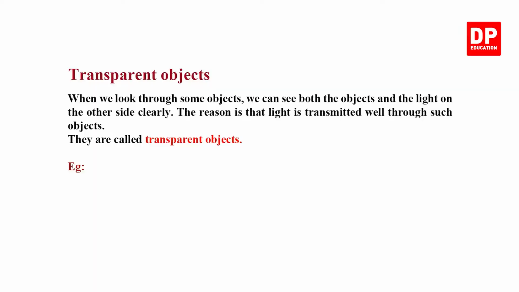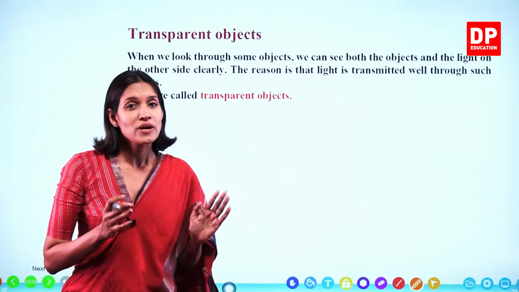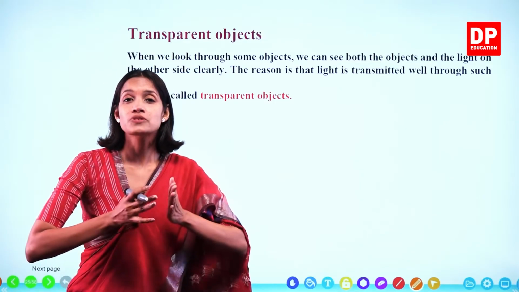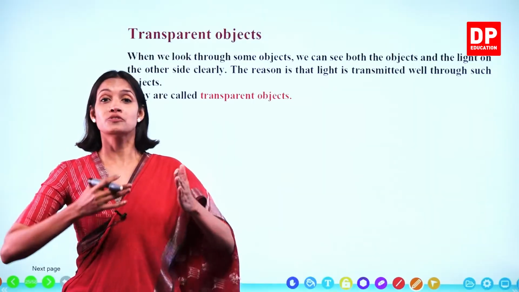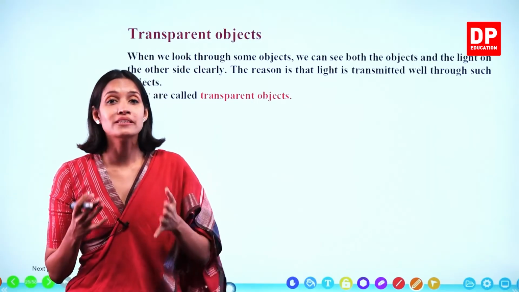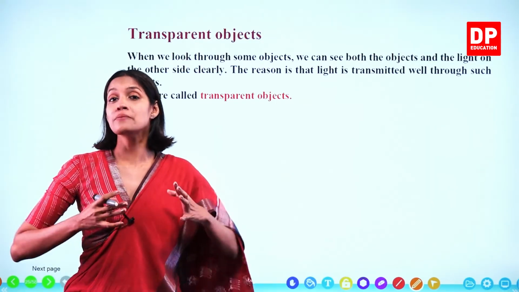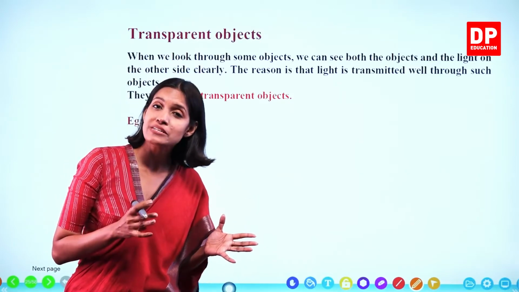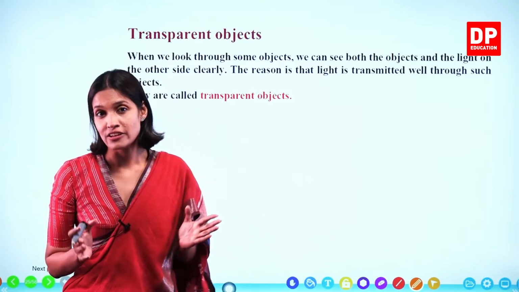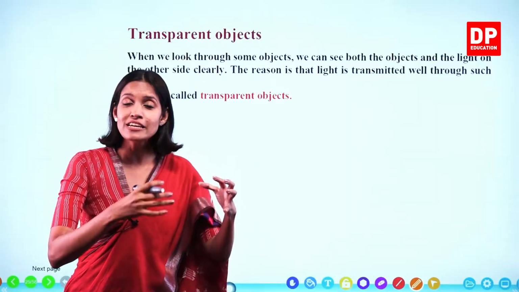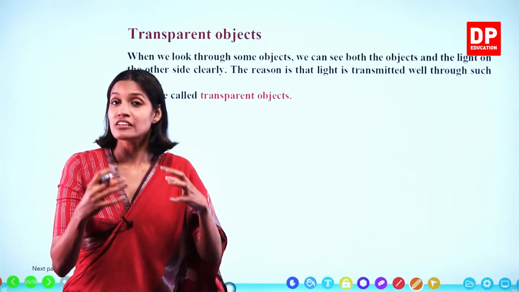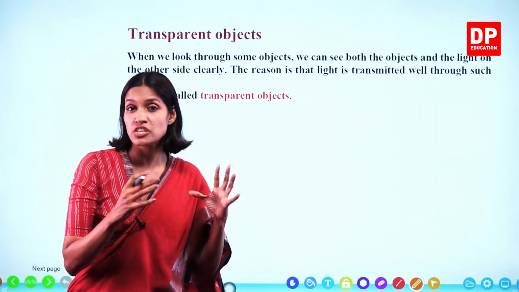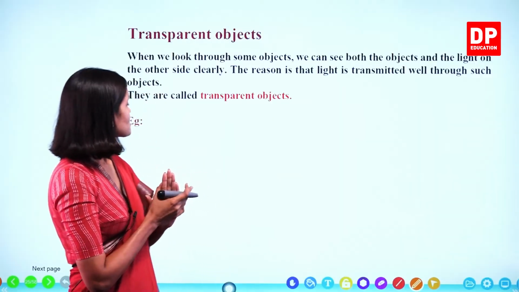Okay, children? So now you know, based on the way light travels, there are 3 types of materials. What are they? Through some materials, light passes through very well. Through some other materials, light travels only partially. And through some other materials, light does not travel at all. So to these 3 groups, we can give 3 different special names now. Let's see what they are.